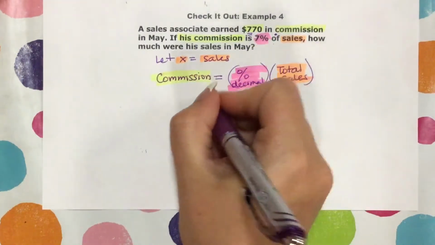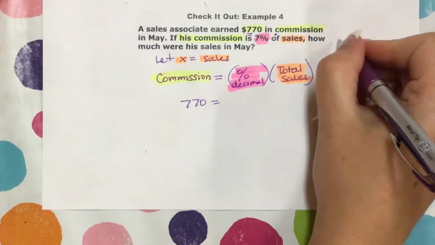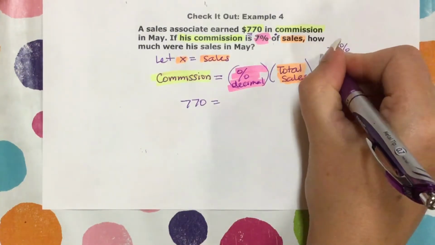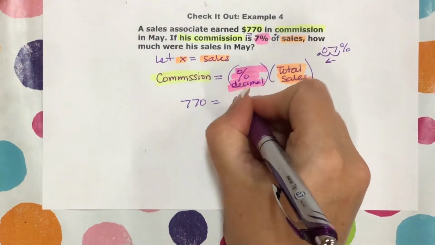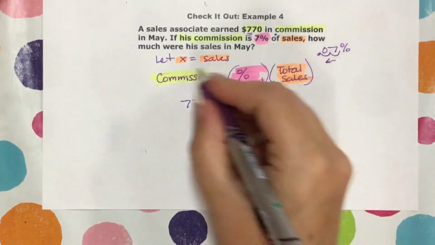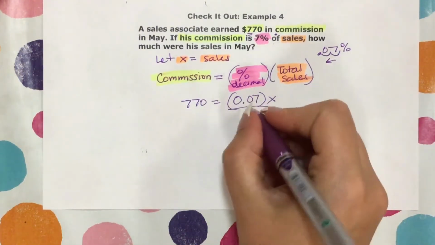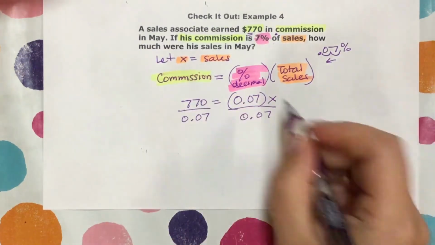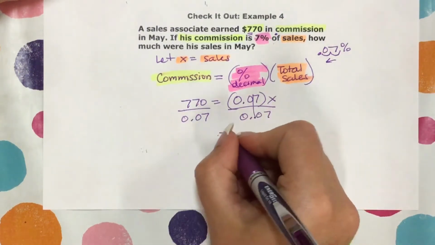So let's just fill in the numbers. The commission is 770 equals the percentage in the form of a decimal. So we have 7%. We need to change that into a decimal. So we're going to move it 2 places to the left. And we put a 0 there. So it's going to be 0.07 multiplied by the total sales, which is X. Now we're trying to get X by itself, so we're going to divide both sides by 0.07. And 0.07 divided by 0.07 is 1. 1 times X is just X.